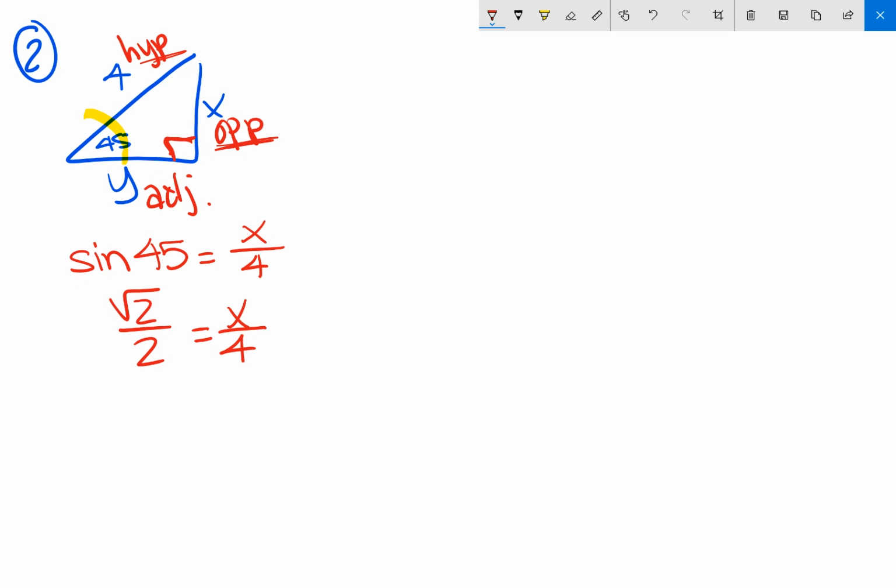So then if I wanted to find y, then you could just do cosine of 45, because cosine of 45 is adjacent, which is y, over hypotenuse, which is 4. And then cosine of 45 is square root 2 over 2, and then equals y over 4. So then you'll cross multiply and solve again, just like the others.